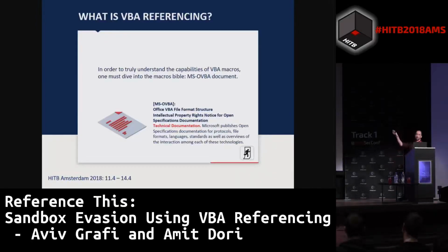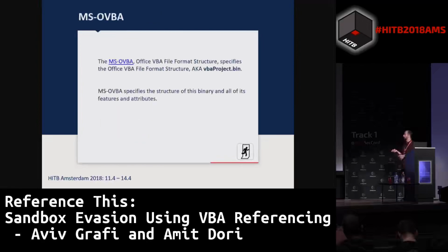So in order to truly understand what VBA macros are capable of, you have to look in the MS-OVBA document issued by Microsoft. It's the documentation for the Office VBA file format. It's a binary file that hosts all of the capabilities of VBA projects. For example, Office products like Word, Excel and PowerPoint have the capability of embedding these files within. Usually they're called vbaProject.bin. And this is the relevant file that hosts all the macros and the VBA capabilities.